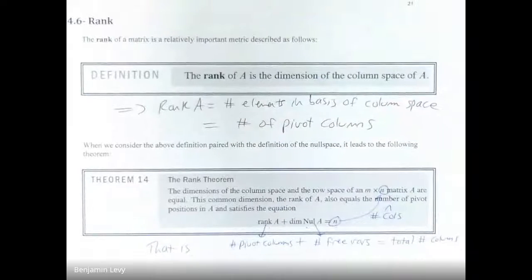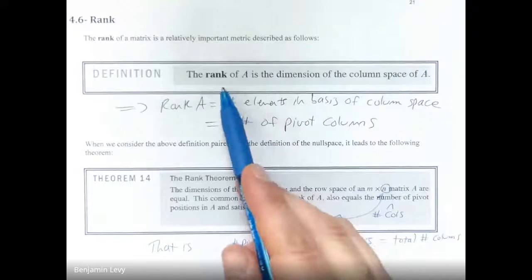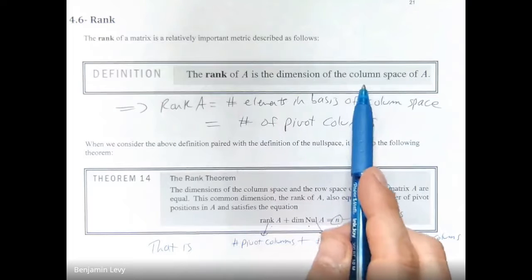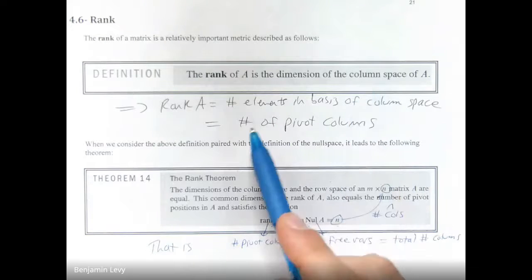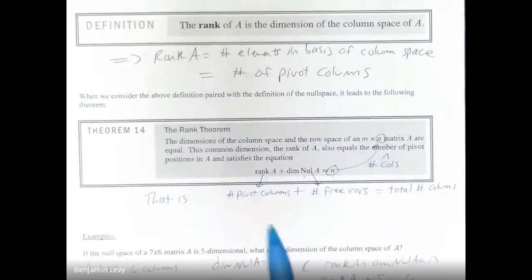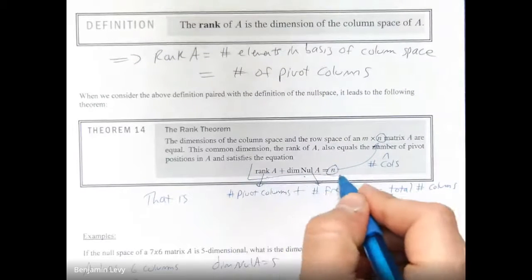Okay. So in 4.6, here's the main thing about 4.6. So 4.6 is all about rank, you can see here. So let me just say one thing about rank. The word rank just means the dimension of the column space, right? And so we know that we just said a second ago that the dimension of the column space is just the number of pivot columns. And so with that in mind, this becomes a pretty important relationship.